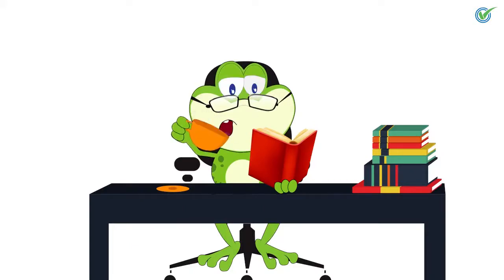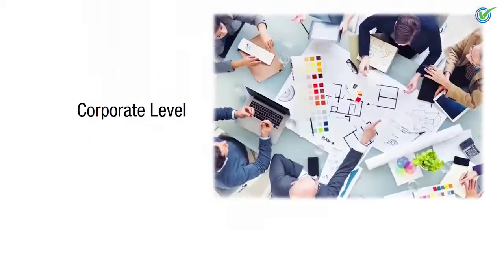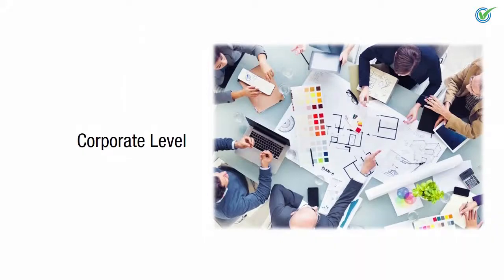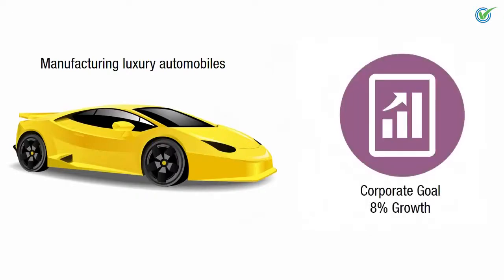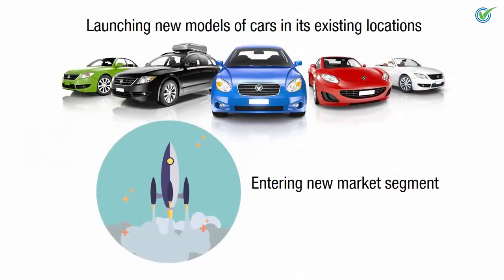Let's look at an example of a global automobile company. Corporate level. A global automobile company specializing in manufacturing luxury automobiles has a corporate goal to grow the company by 8% in the upcoming year by launching new models of cars in its existing locations and entering new market segments.